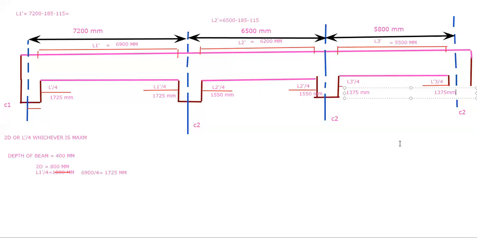So that's it. Now we have to find out the distance from here to here. How will we find it out? It's easy to find out this distance.